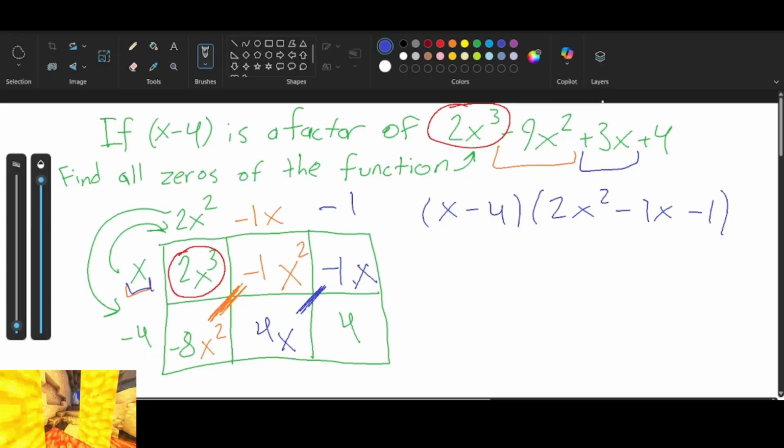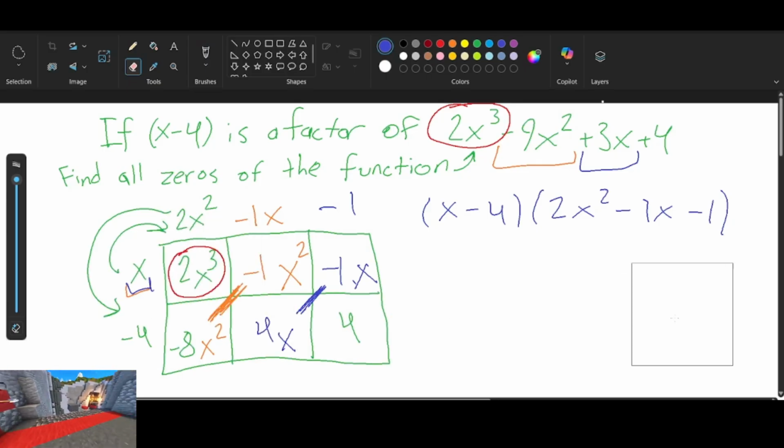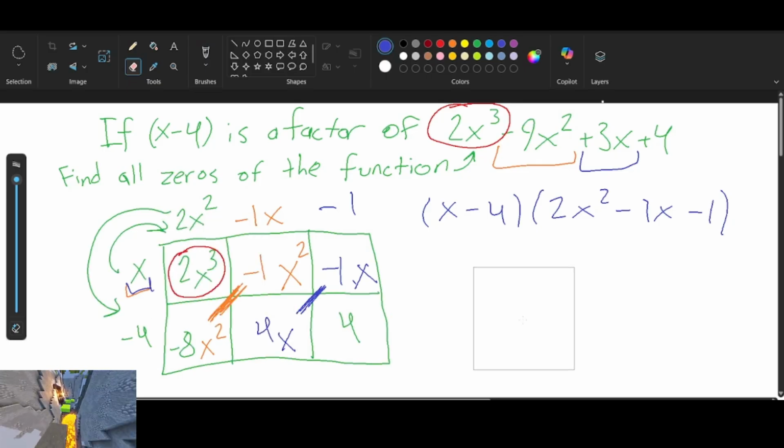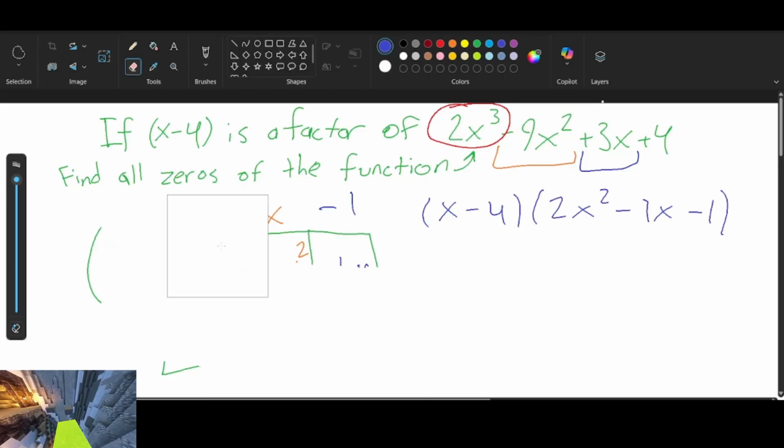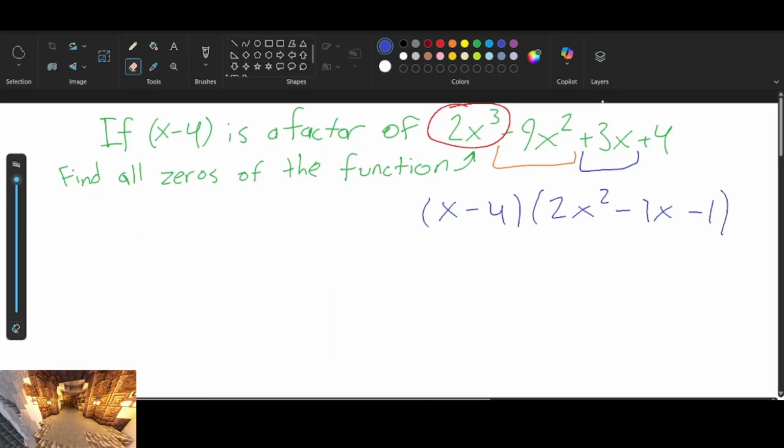But that doesn't mean I'm done, right? I need to still find the zeros. So I'm going to erase my box. Actually, I'll leave it just in case. You can pause the video just to write that down. But I'm erasing it.